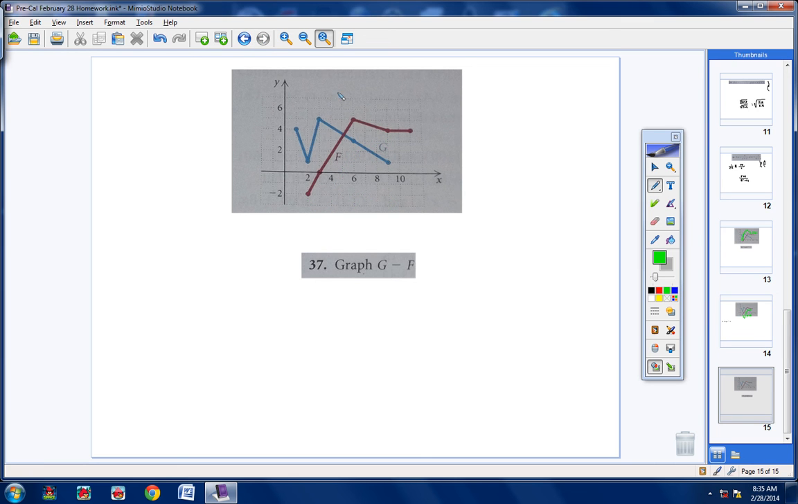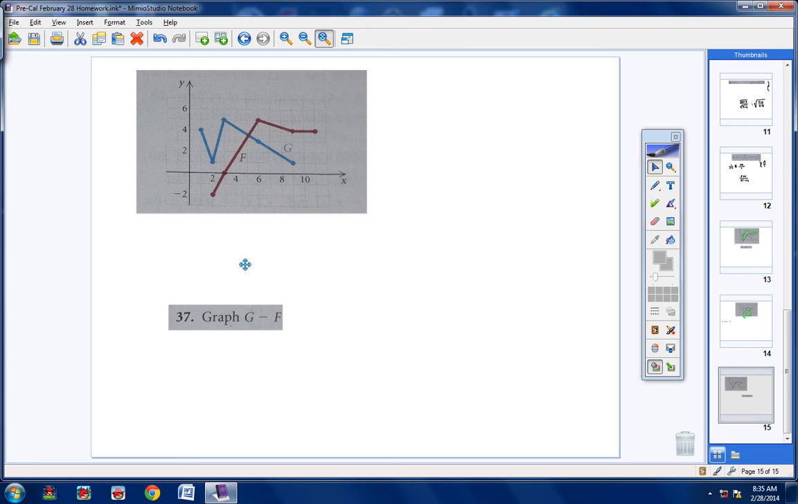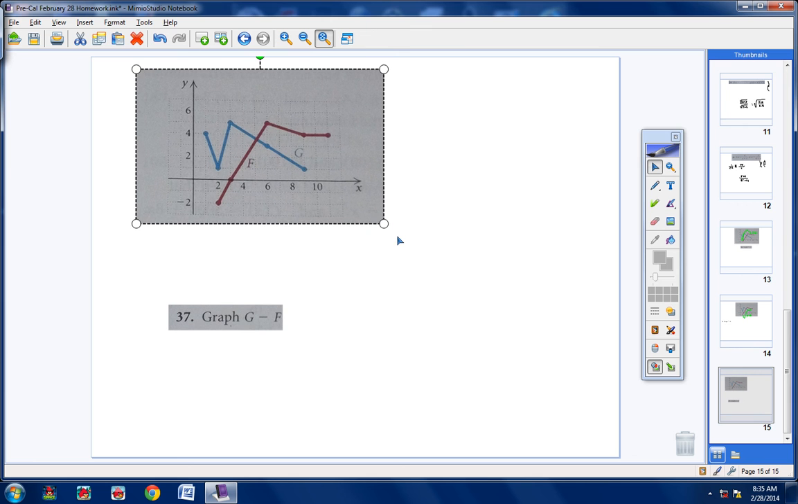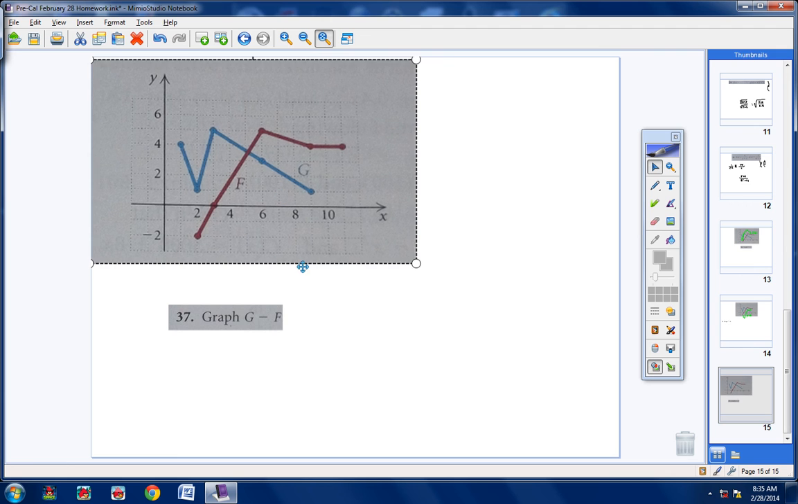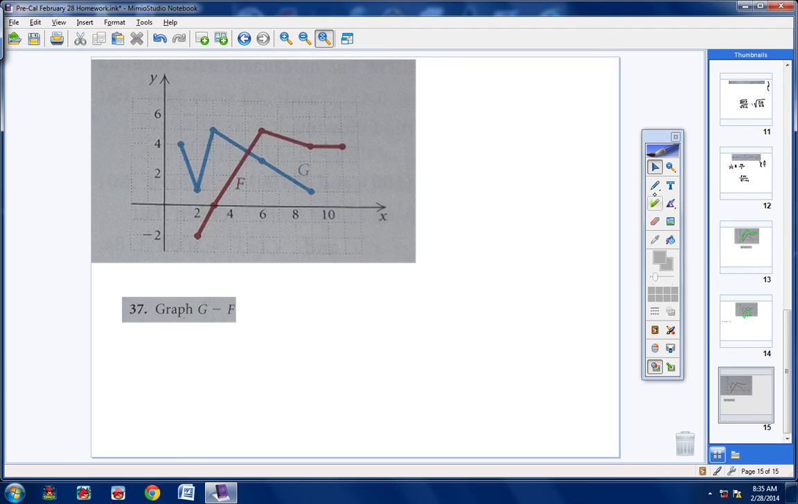Now let's go to 37, G minus F. Okay, get a little more room here. Slide this over. Let's make this a little bigger so we can see it a little better. And here we go. All right, now we're going to do G minus F, and this time I will do it right. Your G function must come first. So we're not worried about this ordered pair, this ordered pair. They don't have any pairs that line up with them. But these two do. So we're going to put G first, which is the blue point.